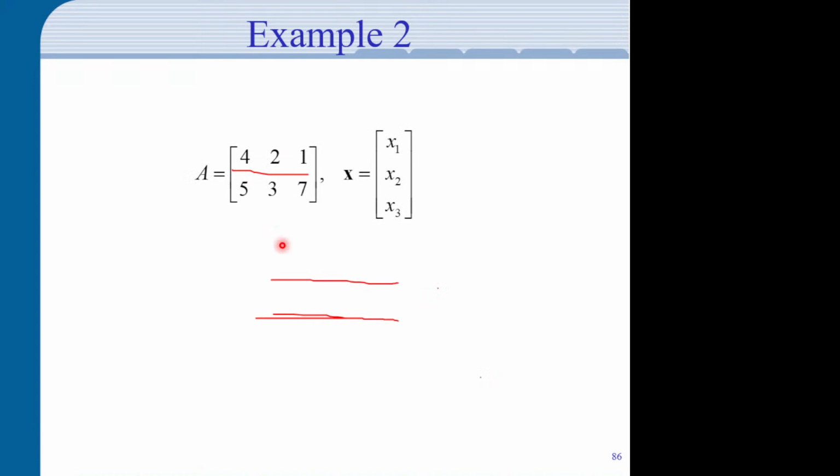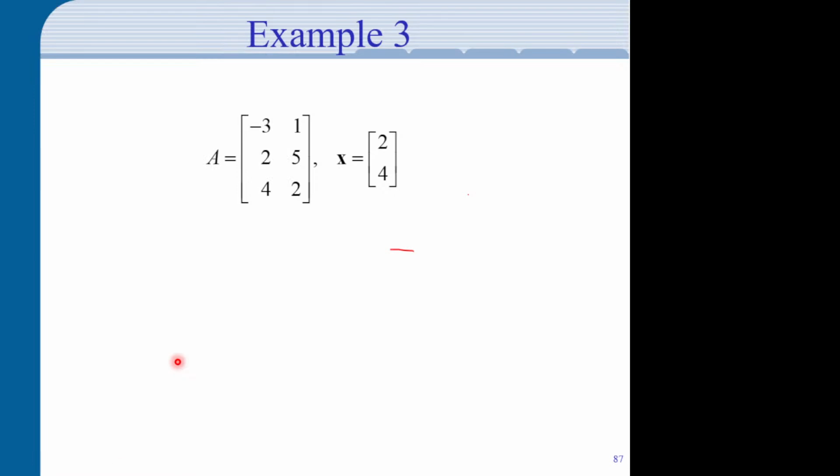For example, we have A equal to 4 2 1 and 5 3 7, times x1, x2, x3. The first element is this times this, so 4 times x1 and 2 times x2 and 1 times x3, and the second element is this times this, so that's 5 times x1 plus 3 times x2 plus 7 times x3. Question?